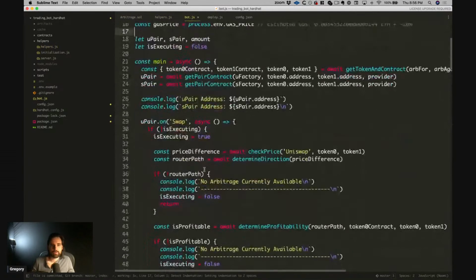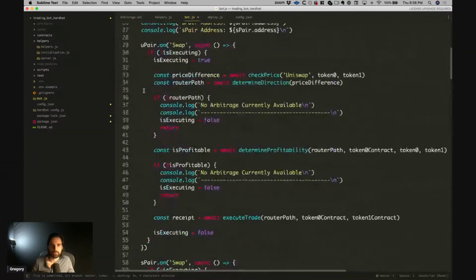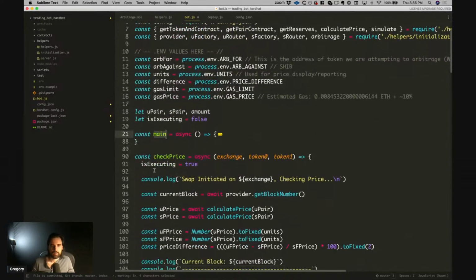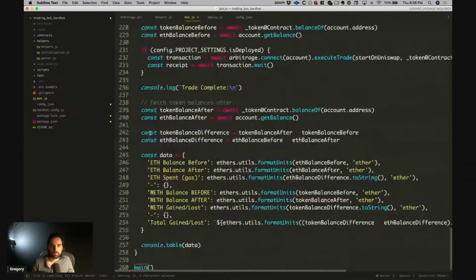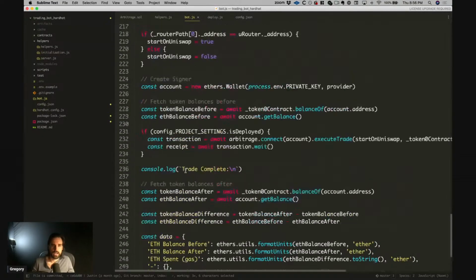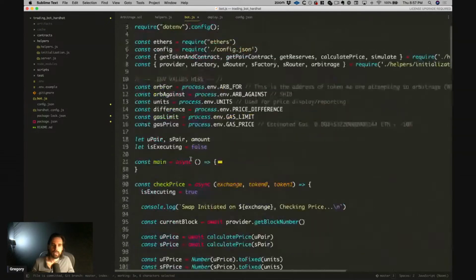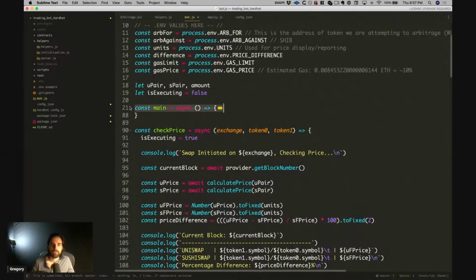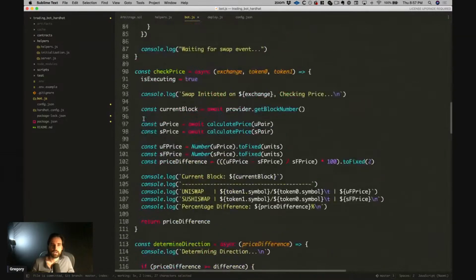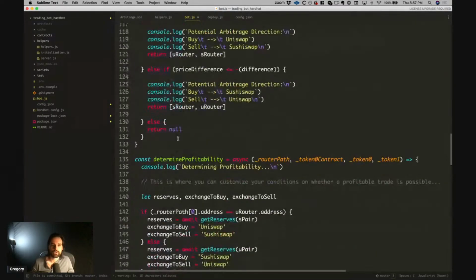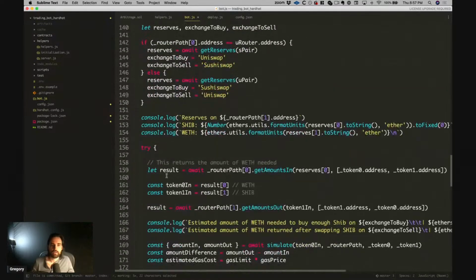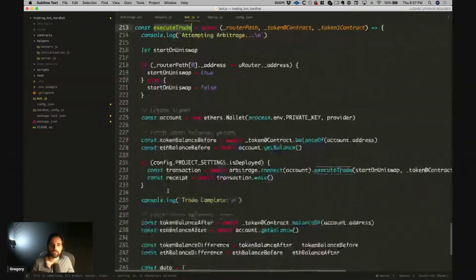The main thing you want to understand with the bot is that it really is just this main function. All the logic for the bot is mostly inside of here. If you collapse this, these are other functions, but at the very bottom, at the very end of the script, we're just calling this main function. In order to start the app, we call this main function. And this main function uses all the other functions that we've defined here, like check price, determine direction, determine profitability, and then do the trade, which we see down here.